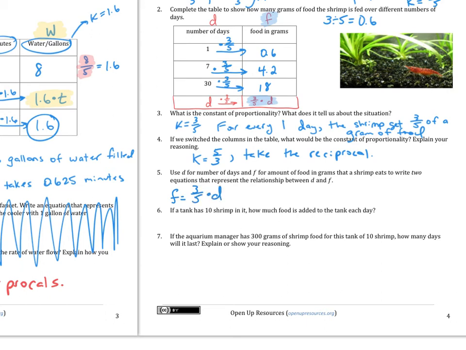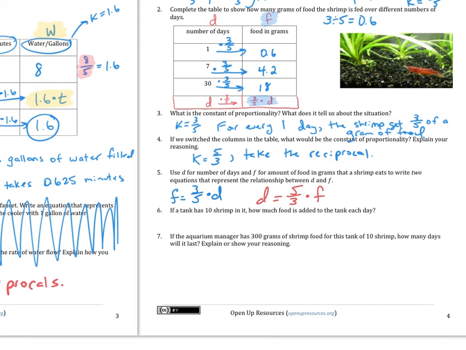To write the second equation, remember, we're going to take the reciprocal, so it becomes 5/3. And we also talked about how the variables need to change places. So before, 3/5 was being multiplied by D. Now I'm going to multiply it by F, and it's going to be equal to D. So this equation is helpful because when we already know how much food they're going to get, we can figure out how many days that will cover.